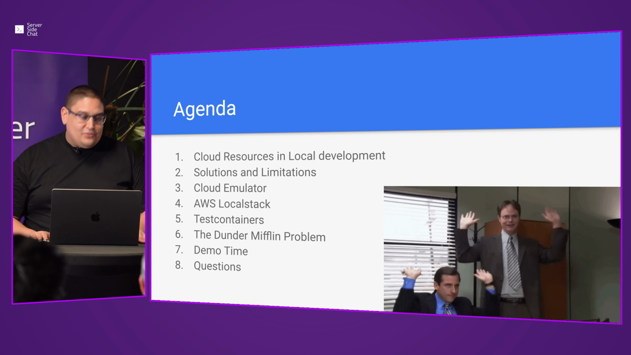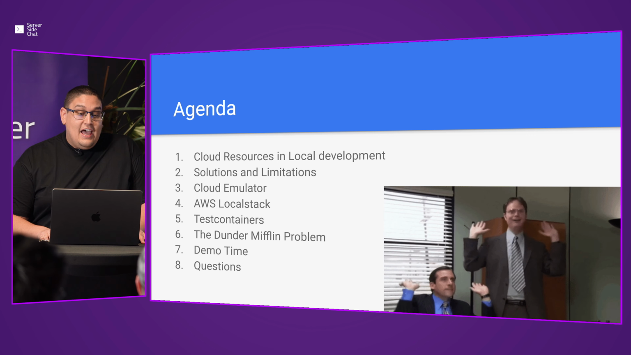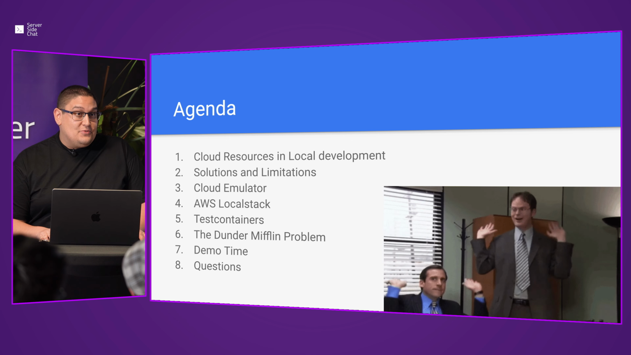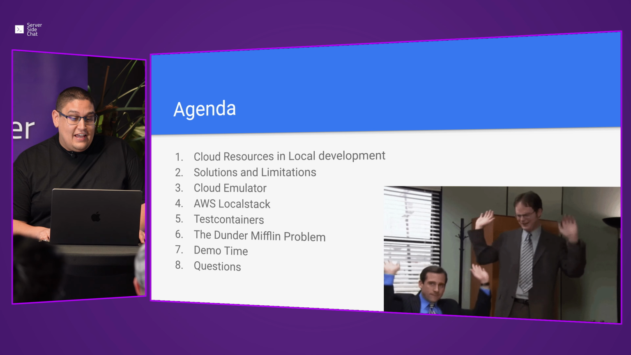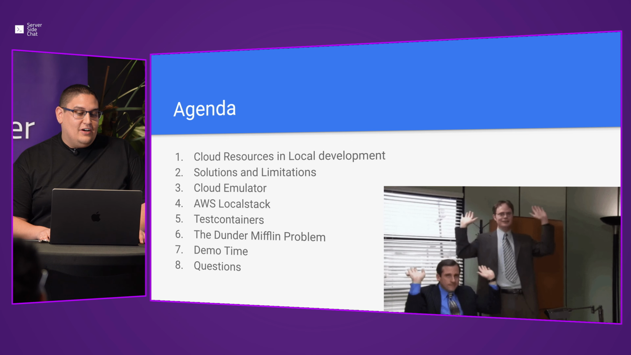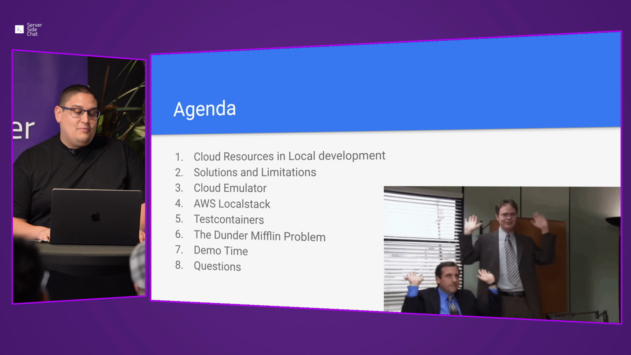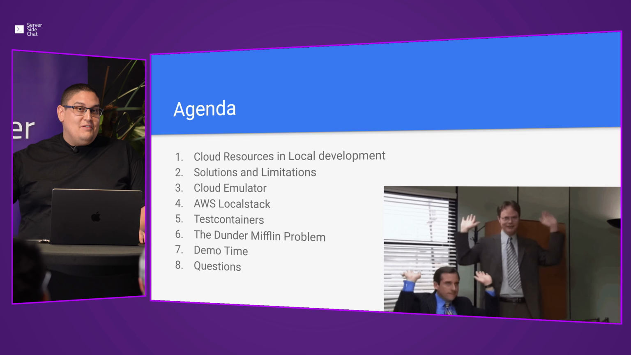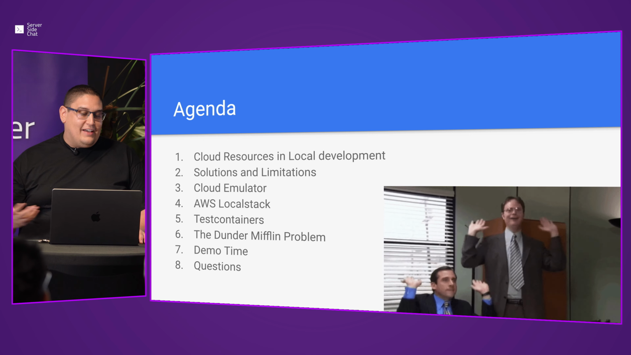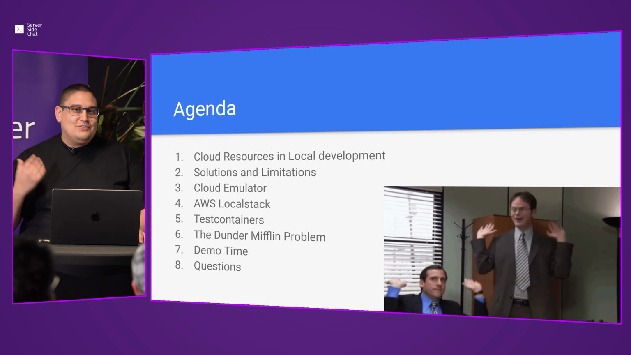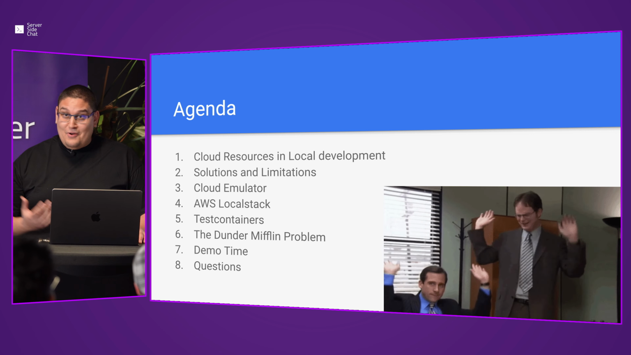But first, the agenda for today. Let's talk about cloud resources in local development, the problems we face with this, some solutions that we have nowadays, and the limitations. Let's present a little bit of cloud emulators and, of course, AWS LocalStack, the star of tonight. TestContainers and the Dunder Mifflin problem. Let's make a real application running here with cool features, and we're going to use some cool resources of AWS.